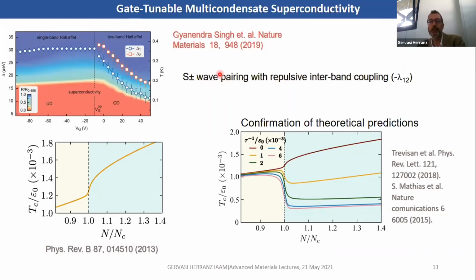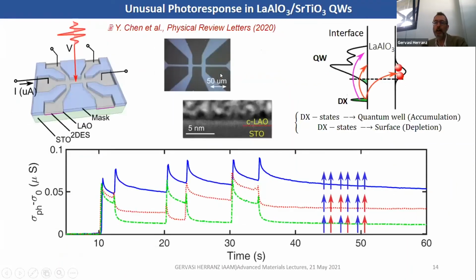And this we explain by an S plus minus wave pairing between the two condensates with a repulsive interband coupling, which is described by this. The details can be found in this reference. Now I am going to another interesting property of these quantum wells, but of a very different kind.